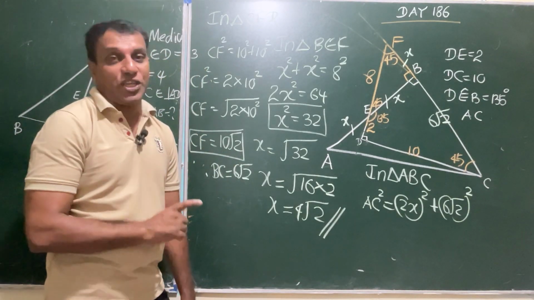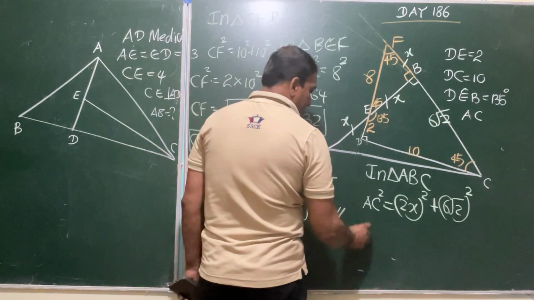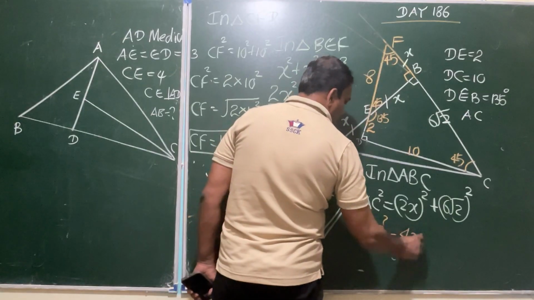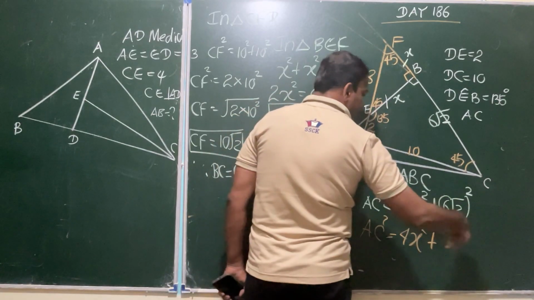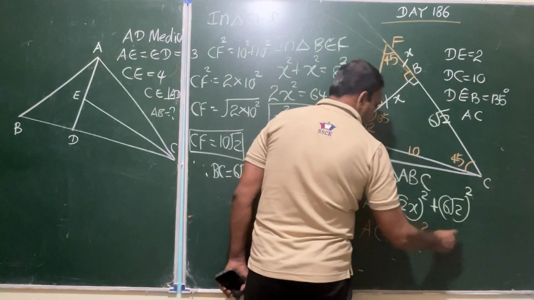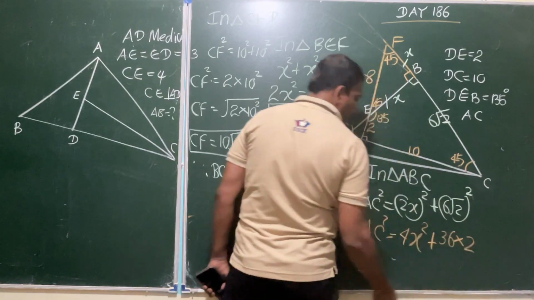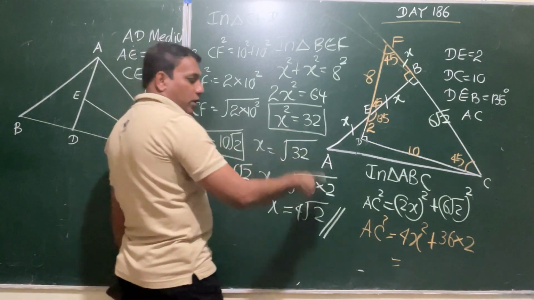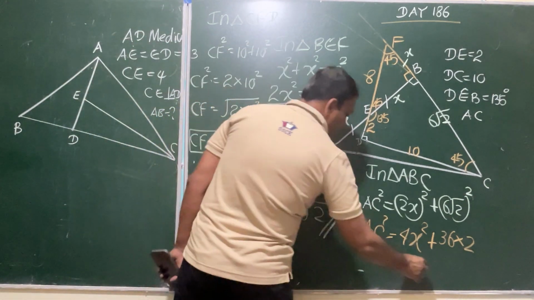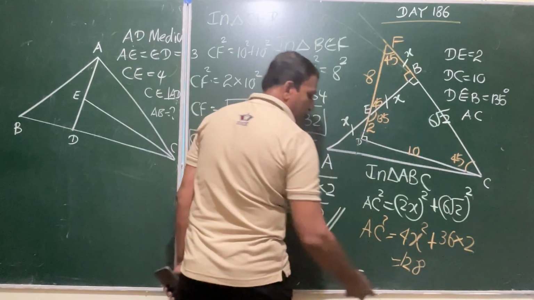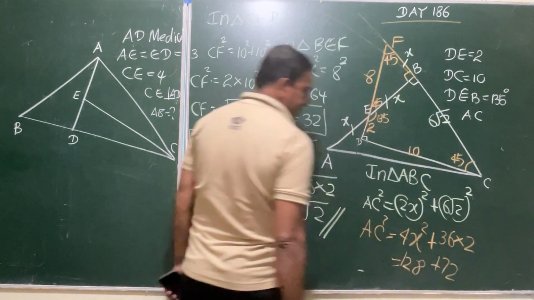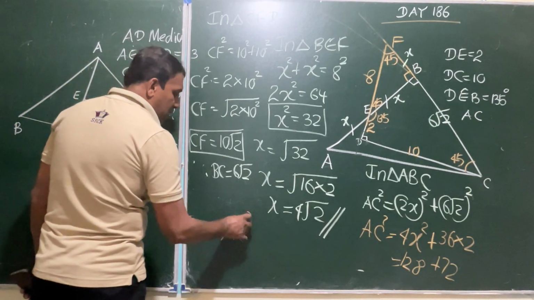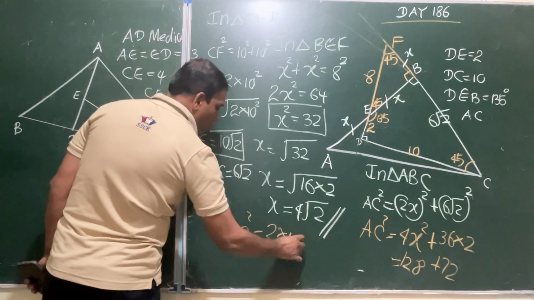So AC square equals 4x square plus 6 square, which is 36 times 2. Now what is x square? x square is 32. So 32 times 4 is 128, plus 72 is 200. So AC square is 200, which is 2 times 100.